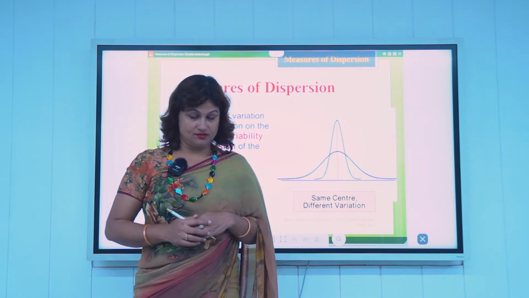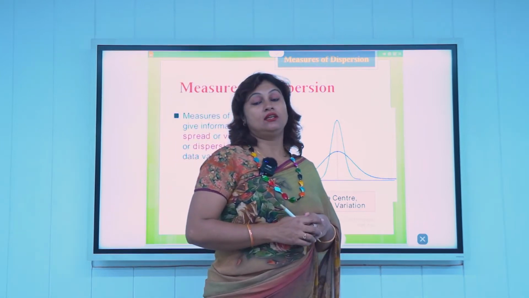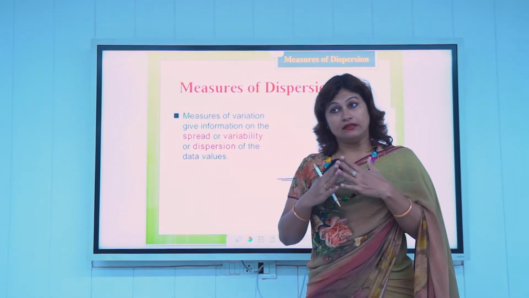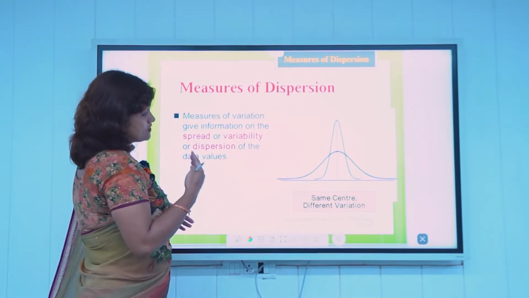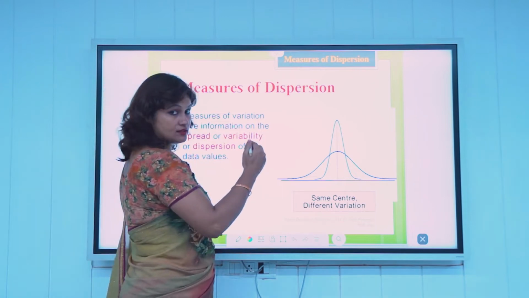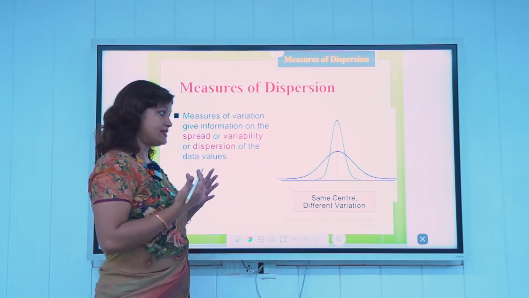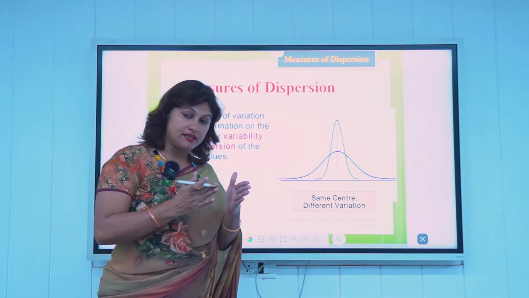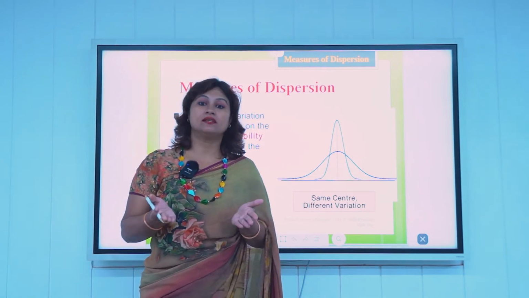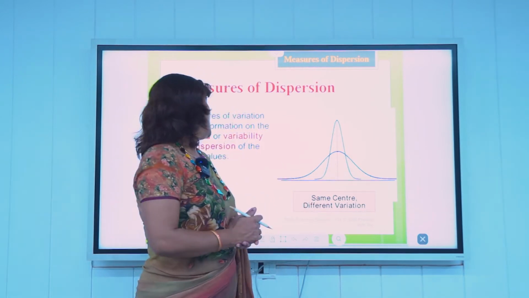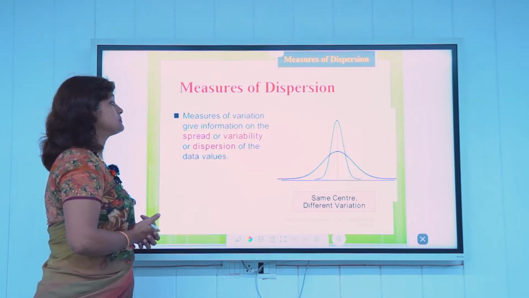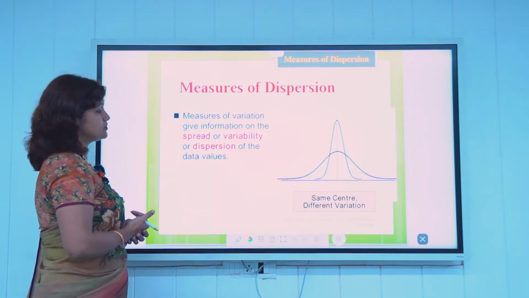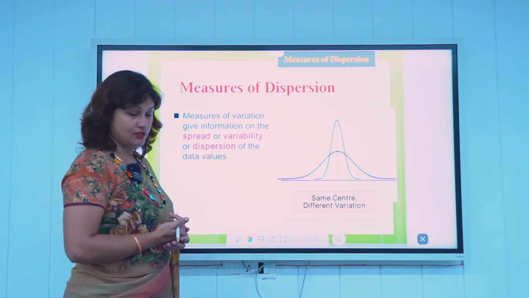Measure of dispersion is actually the spread of the data. If we plot our data along a curve, we see at times our data is spreading out, at times it is narrowing down. So, measure of variation gives us information on the spread or variability or dispersion of the data values.